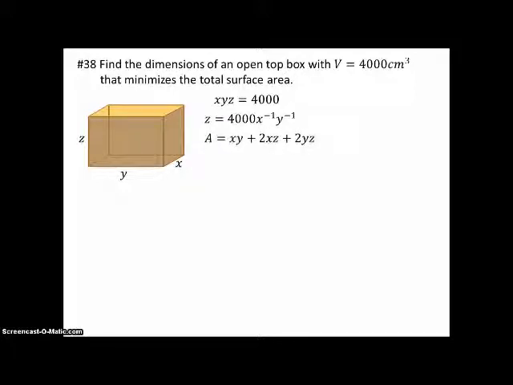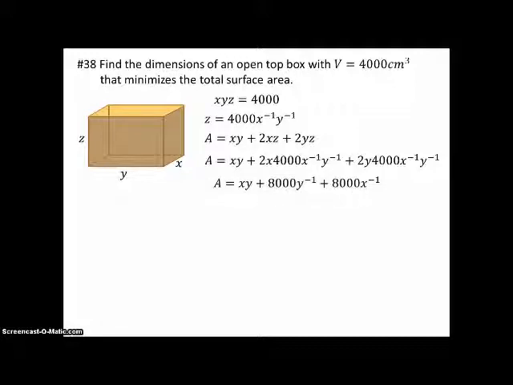And we want to minimize the surface area, which is the bottom xy, plus the sides, 2 of which are xz and 2 of which are yz. So I'm substituting for z, and now I have an expression for the surface area in only x and y. And I can simplify that a little bit by multiplying x times x to the negative 1. And now we have our partial derivatives, first in terms of x, and then in terms of y, and you're probably getting pretty good at computing those by now.